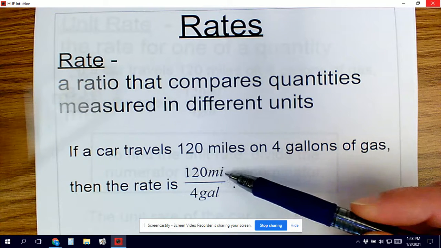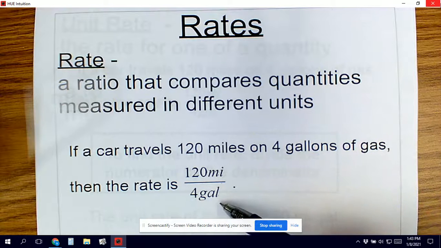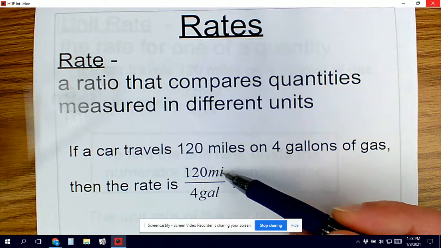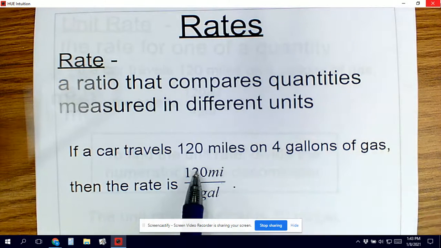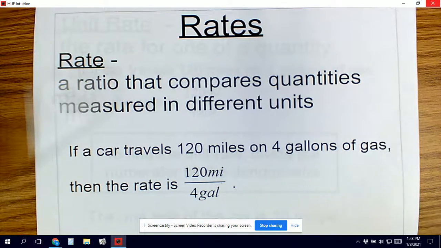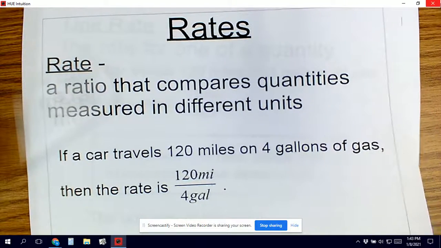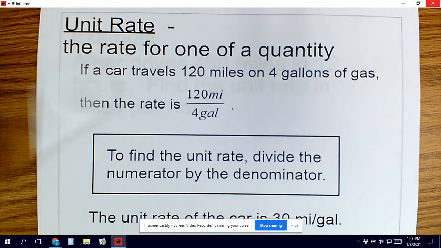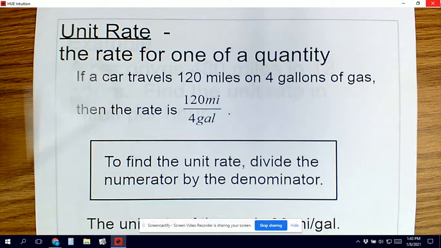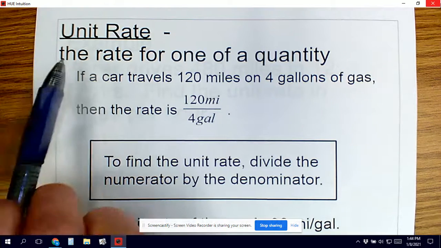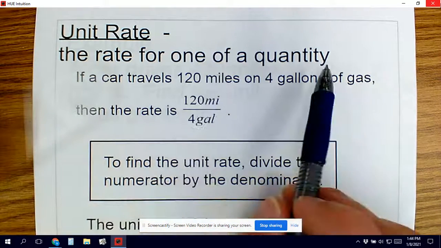The 120 is measured in miles, the 4 is measured in gallons. So because they are measured with different units, that ratio gets a special name. We call it a rate. The rate of this car's gas mileage is 120 miles to 4 gallons. Now, once you know the rate of a situation, you can calculate the most useful of all rates, called the unit rate. And the unit rate is simply the rate for one of a quantity.